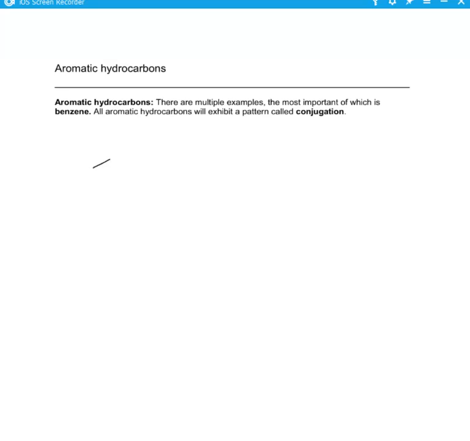And the simplest one is this one, which I'm going to draw in the skeletal formula. So it's 6 carbons in a ring with 6 hydrogens. Notice that each of the carbon atoms has 4 bonds. So if we look at this carbon atom here, it has a single bond to hydrogen, a single bond to carbon, and a double bond to another carbon for a total of 4 bonds.